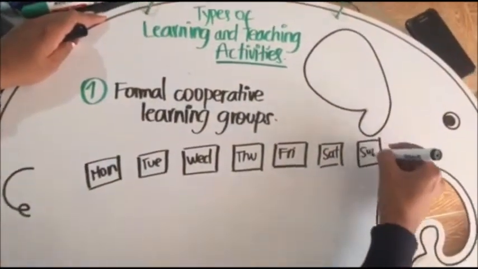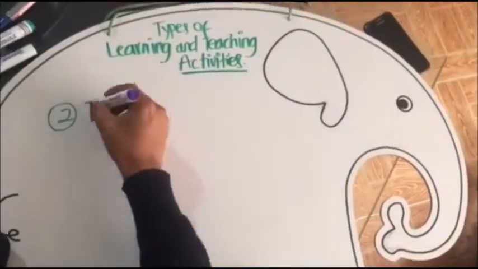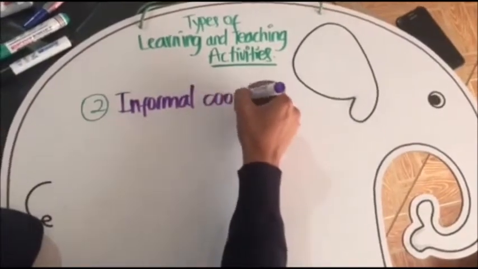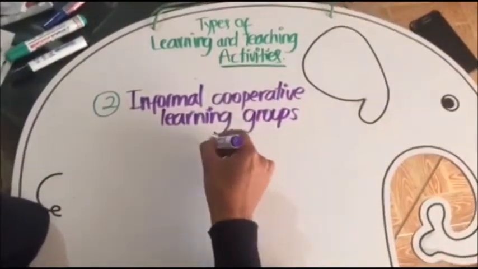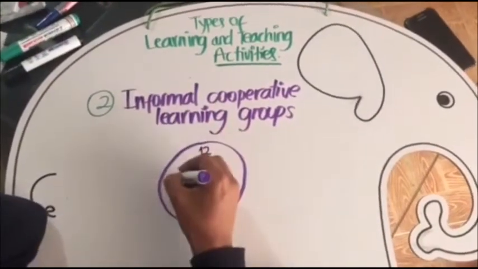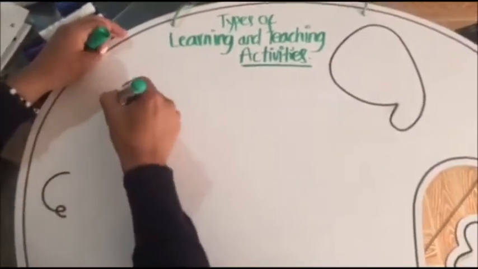The second one, informal cooperative learning groups. These are ad hoc groups that last from a few minutes to a class period and are used to focus student attention or to facilitate learning during direct teaching.